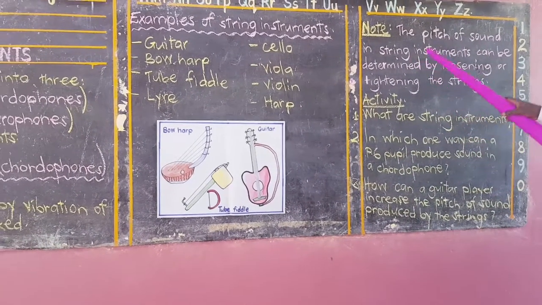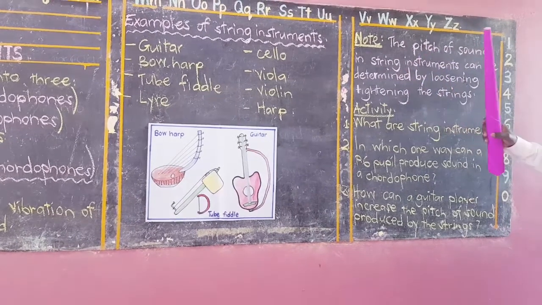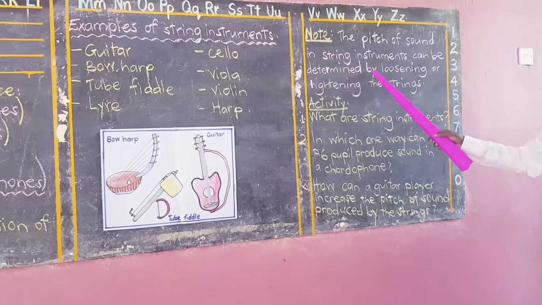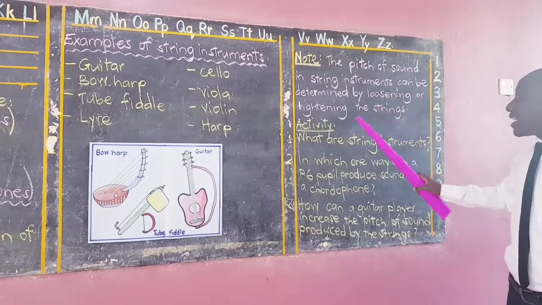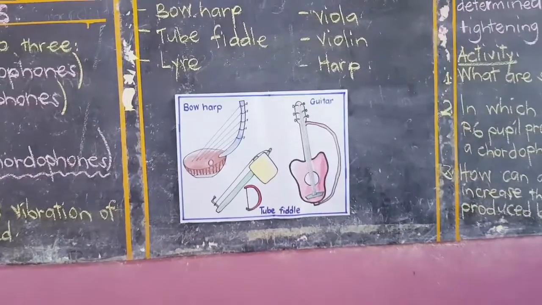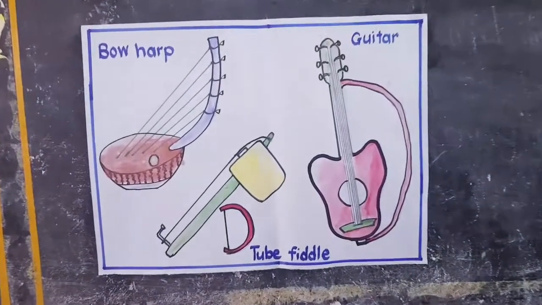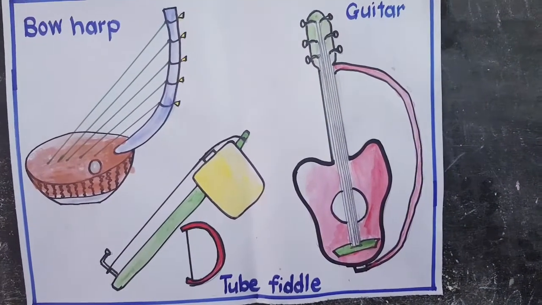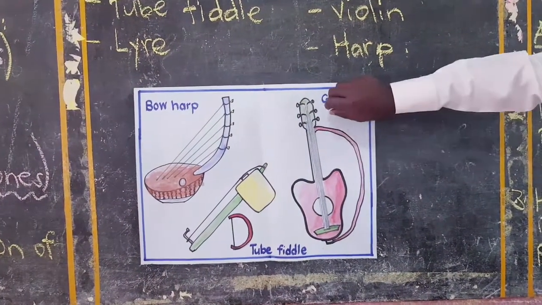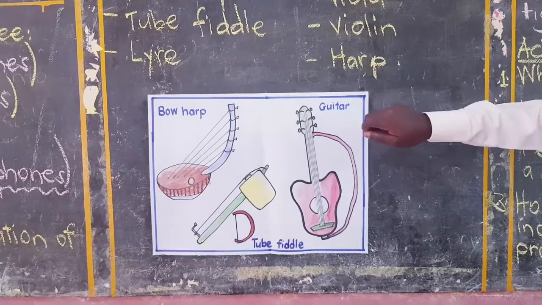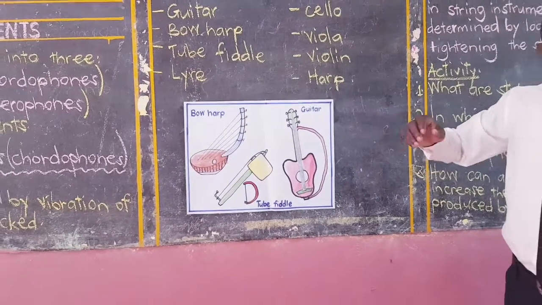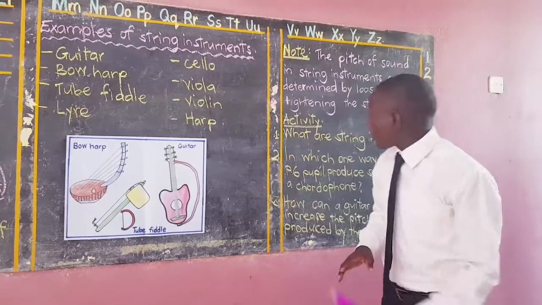Now, the pitch of sound in string instruments can be determined by loosening or tightening the strings. For example, in a guitar, you can determine the sound by loosening or tightening. If you want the pitch of sound to be so high, you have to tighten these strings. The more you tighten them, the higher the pitch of sound will be. And the moment you loosen them, the pitch of sound will be low.